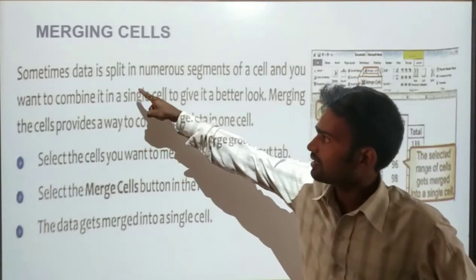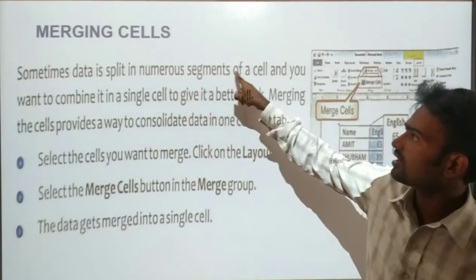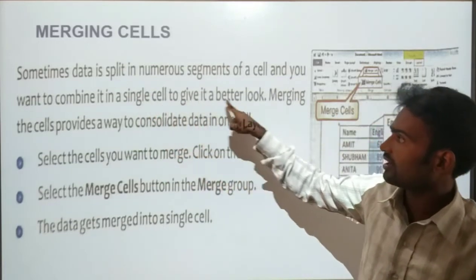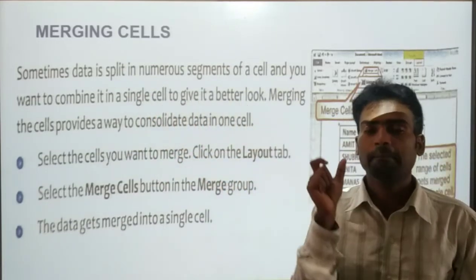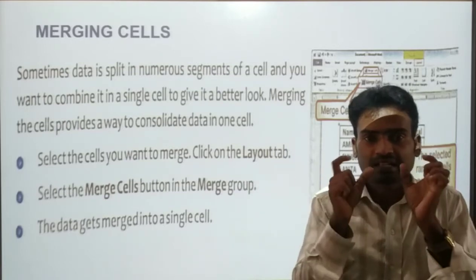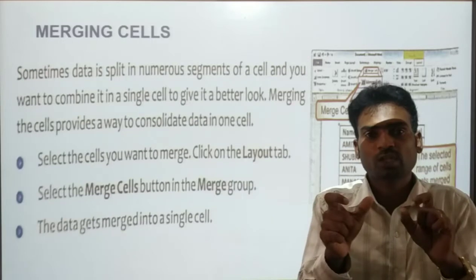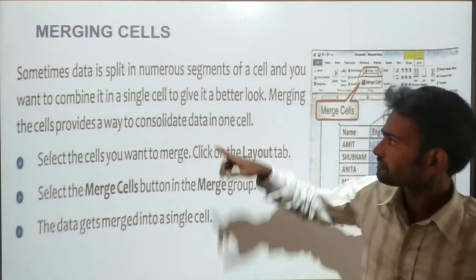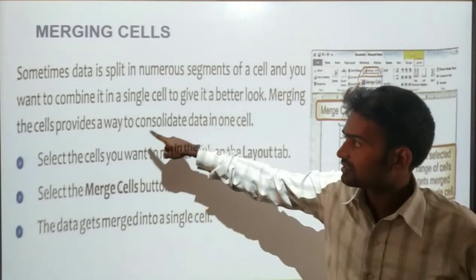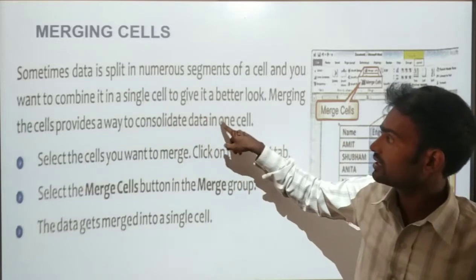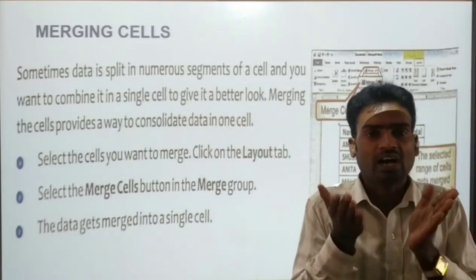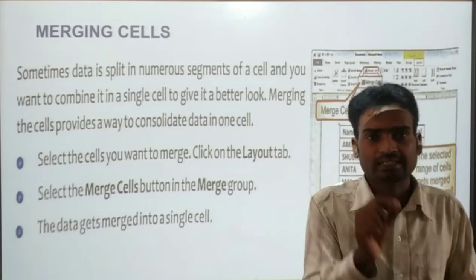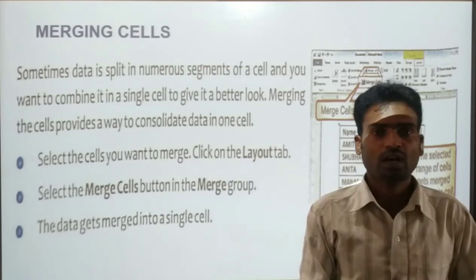Sometimes data is split into numerous segments of a cell, and you want to combine it into a single cell to give a better look, a better appearance. Merging the cells provides a way to consolidate the data in one cell. After merging two or more cells, that will be considered as one cell. We cannot call it two cells.